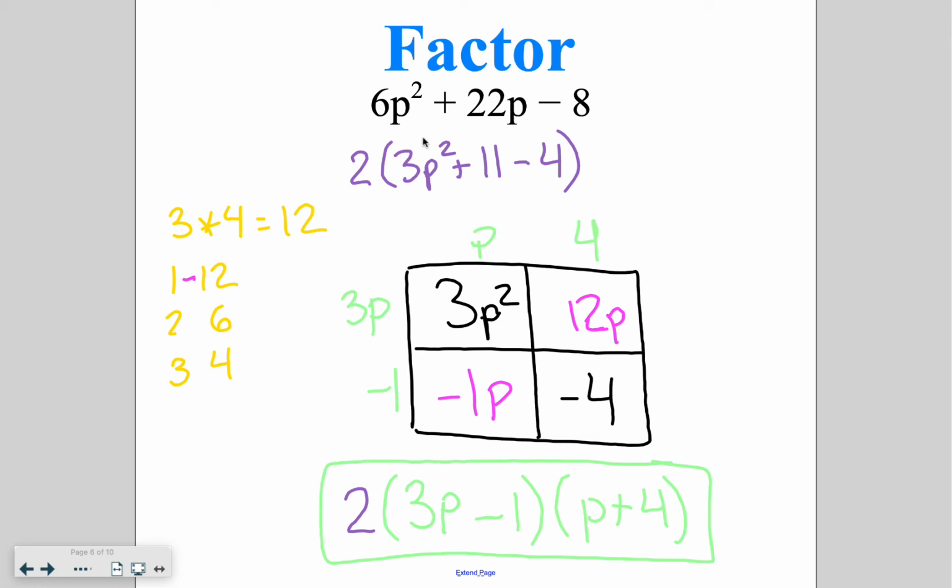In this case, we can divide by a factor of 2. So then I'm finding multiples to give me 12. I'm trying to get that to equal 11p. So I've got a negative 1 and a positive 12, giving me my final answer of 2 times 3p minus 1 times p plus 4.